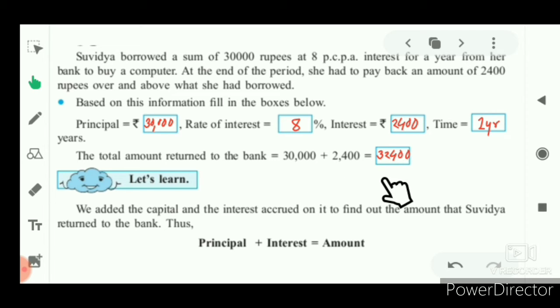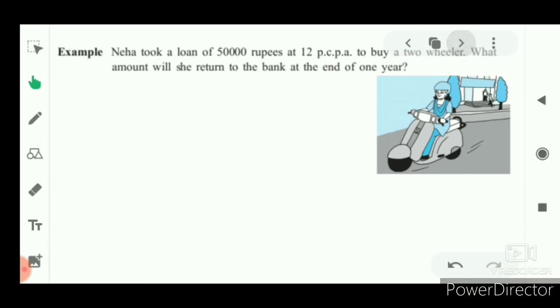तो दोनों की एडिशन करेंगे तो होगा 32,400 रुपीज़ उसको पे करने पड़ेंगे सुविद्या को. ओके, क्लियर? जो टोटल अमाउंट हमको पे करना पड़ता है वो होता है प्रिंसिपल अमाउंट प्लस इंटरेस्ट जो लगता है. टोटल अमाउंट प्लस इंटरेस्ट उतना पे करना पड़ेगा. ओके, let's see another example.